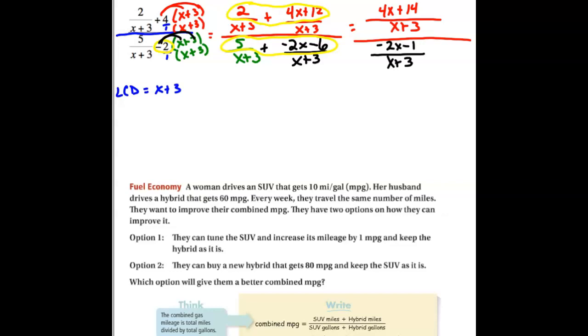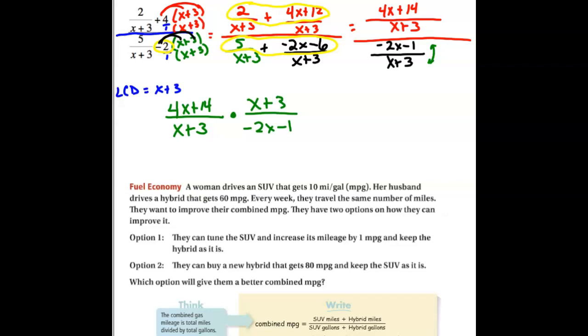All right, so we have a single fraction divided by a single fraction. We're going to flip and multiply. So we have 4x plus 14 divided by x plus 3. We're then going to multiply by the reciprocal of this. So we're going to flip this over and have x plus 3 divided by negative 2x minus 1.